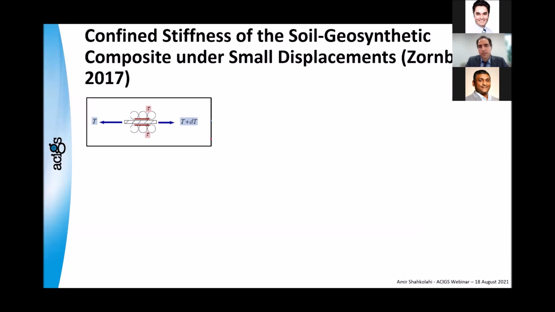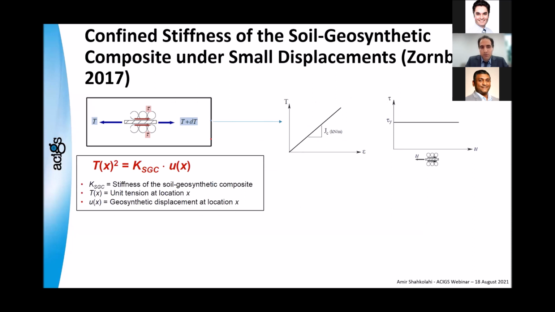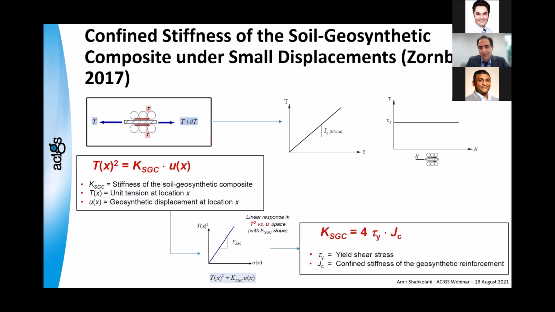Now, Dr. Zornberg introduced a new parameter, which is the coefficient of combined or composite soil and geogrid stiffness. He developed this model based on pull-out tests, and these are the functions used in that model. As you can see, J, C here. So this is what was suggested by Dr. Zornberg: the unit tension at location X is related to K, which is the stiffness of the soil geosynthetic composite, the parameter that was introduced. And Ux is the displacement. So it means that the graph looks like this. It's the slope of that graph. And this is how Kg is calculated.